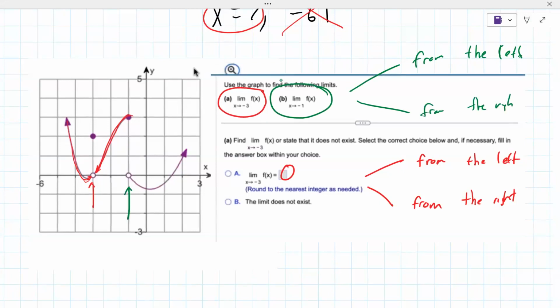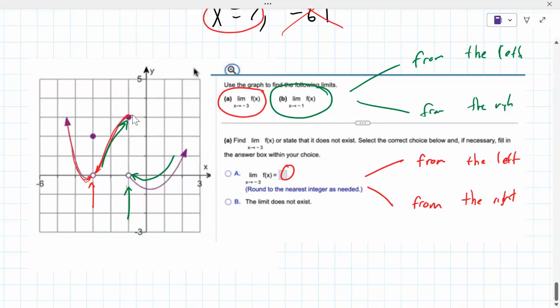So here's -1. From the left and from the right, do they approach the same y value? There's the y value there, and there's the y value there. Are they approaching the same one?